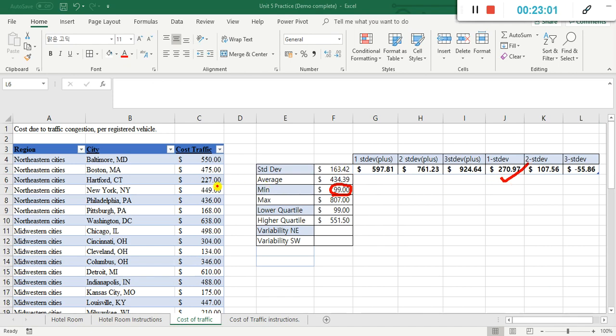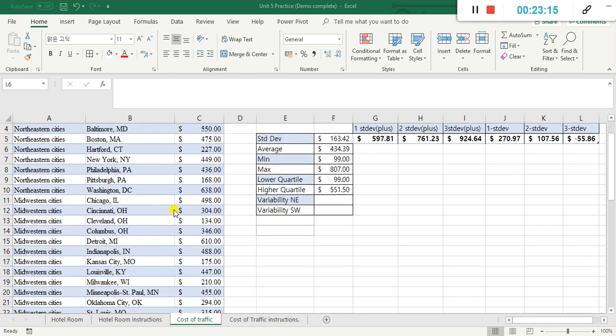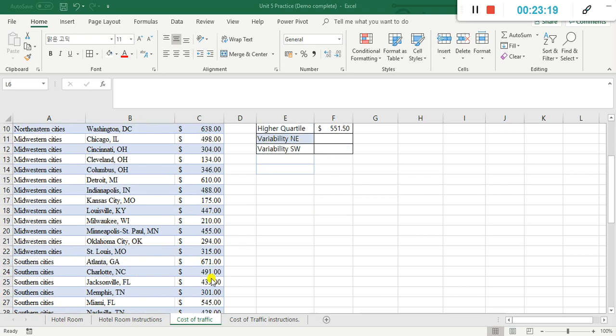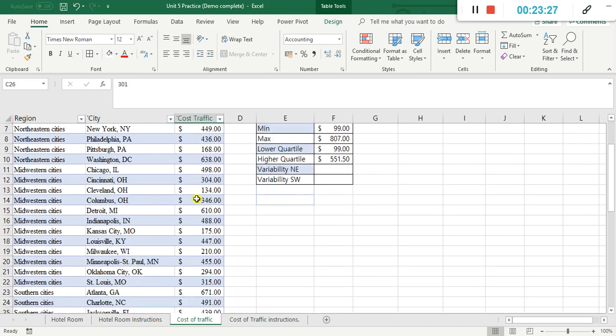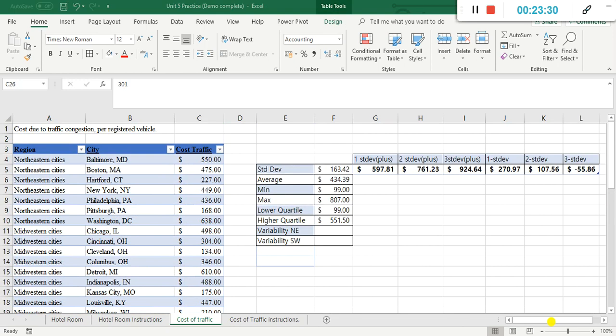To the lower side we have 200 and 250, let me see, 434. Wait, I need to change this. 434, 400 and not 301. It's within one standard deviation, and then we go to smaller numbers. So everything is mostly located within this one and this one. Okay, we have one. They also 99. 99 is between 107 and minus 55.